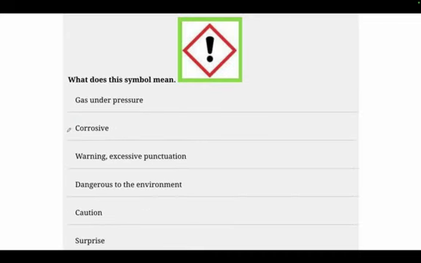What does this symbol mean? So this exclamation mark means caution. Okay, it means that it can cause damage to your eyes, skin, and nervous system.